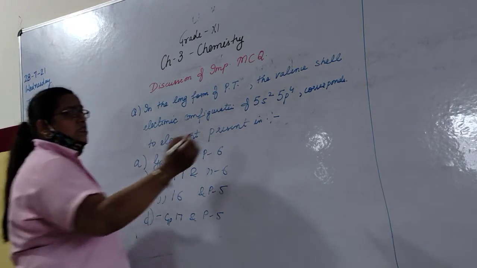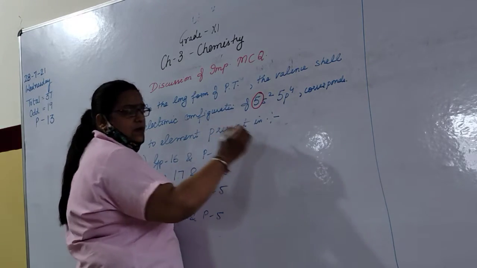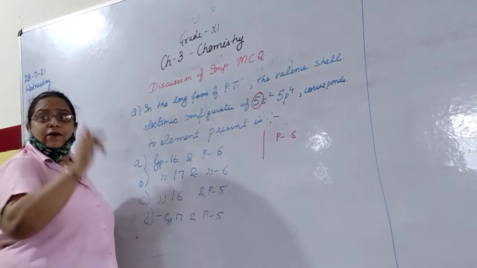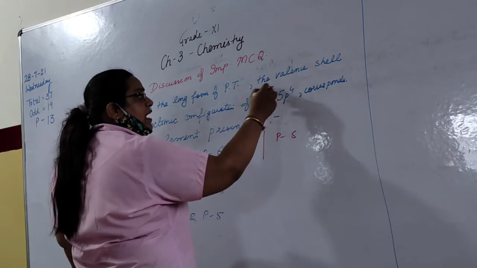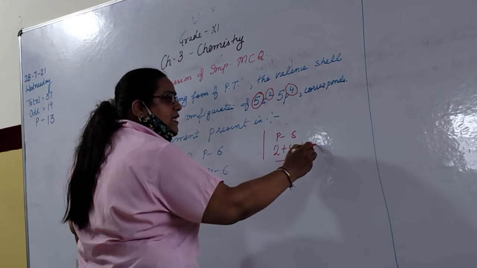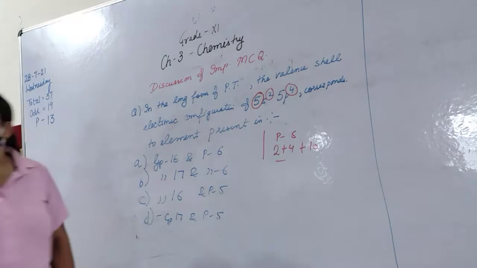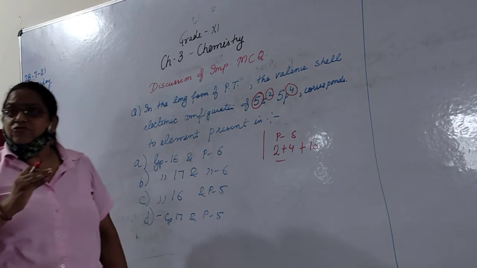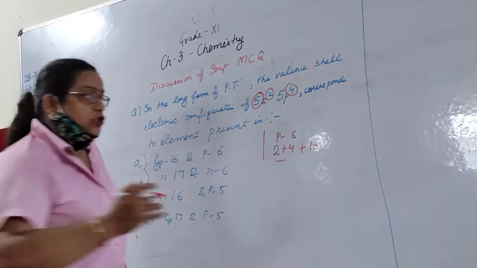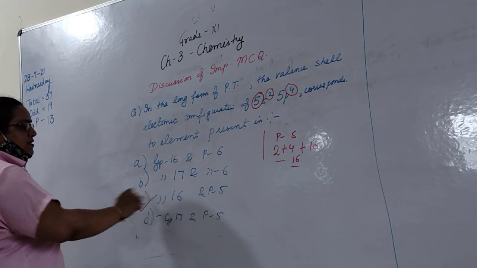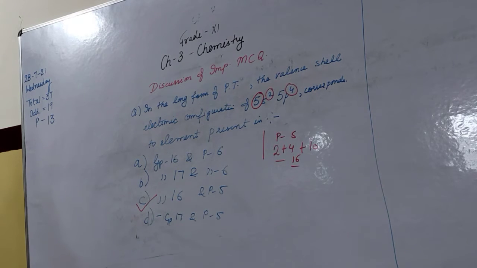See the last quantum number, it is 5. Then for sure period must be 5. Now it's a p block element, so see the valence electrons, it will be 2 plus 4 plus 10. Because for p block elements, we calculate the group number by adding the valence electrons and 10. So it will be 16. So your correct option will be C. It is an important question. Fine?